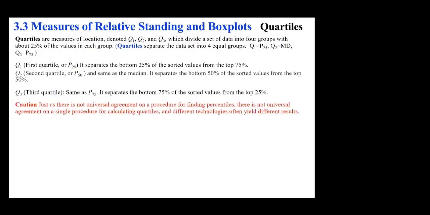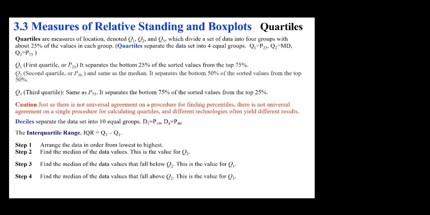I can't really emphasize this enough. There is no universal agreement. If you use different technologies, you may get answers that are slightly different. Deciles cut the data into 10 equal pieces. Interquartile range is defined as Q sub 3 minus Q sub 1.